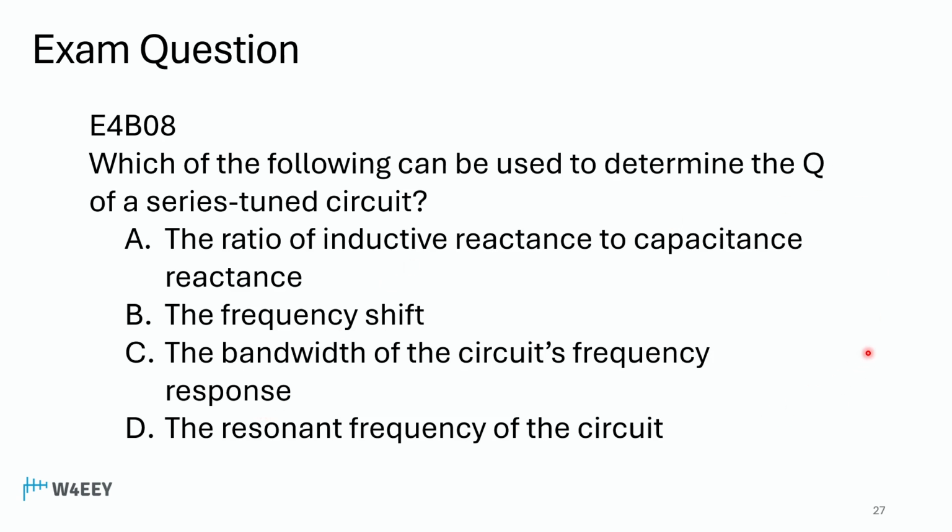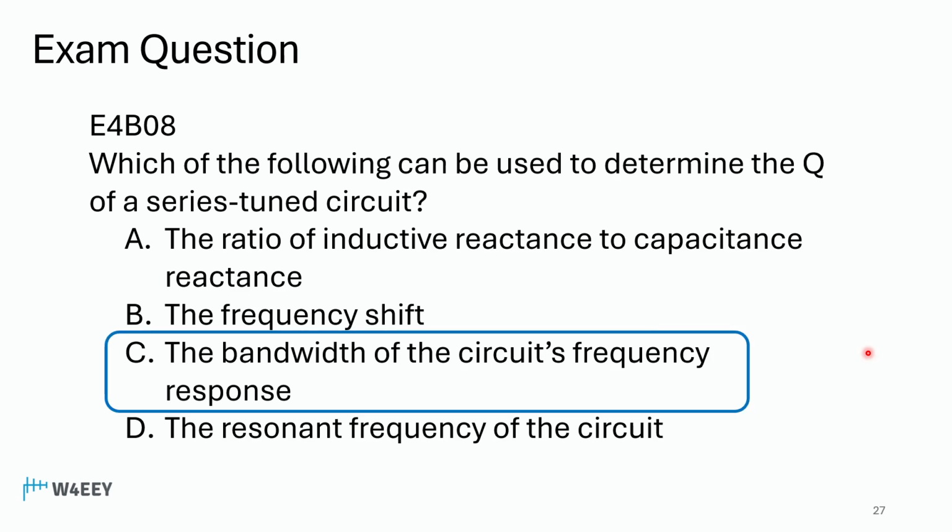So here's some questions. Which of the following can be used to determine the Q of a series-tuned circuit? You might have to think about this a little bit. It is C, the bandwidth of the circuit's frequency response. So how much are we going to be allowing through in our selectivity, which is the bandwidth. If we know how much we're going to be letting through, we can calculate the Q.